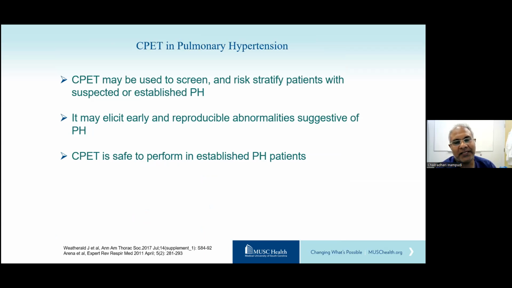Now, in pulmonary hypertension specifically, cardiopulmonary exercise testing may be used to screen and risk stratify patients with suspected or established PH. It may elicit early and reproducible abnormalities suggestive of PH. And important to understand, it is safe to perform in established PH patients.